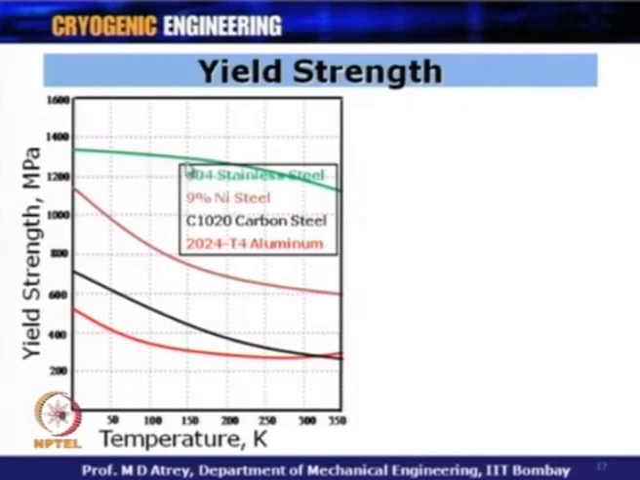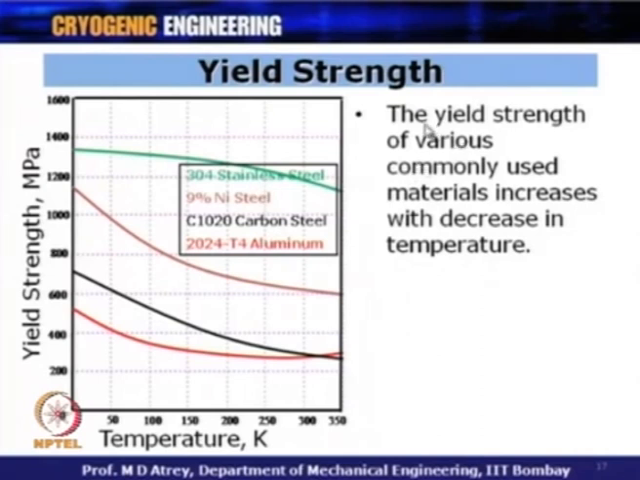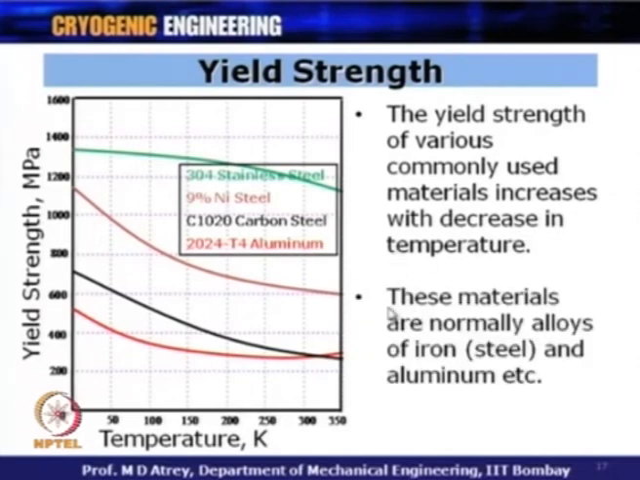So, you can see that in all these cases, as you come down lower in temperature, the strength has increased, in almost all the cases, while the stainless steel shows maximum strength as compared to other materials. So, we can conclude from here that the yield strength of various commonly used materials increases with decrease in temperature. This is what we see from this particular curve. These materials are normally alloys of iron and aluminum, etc.